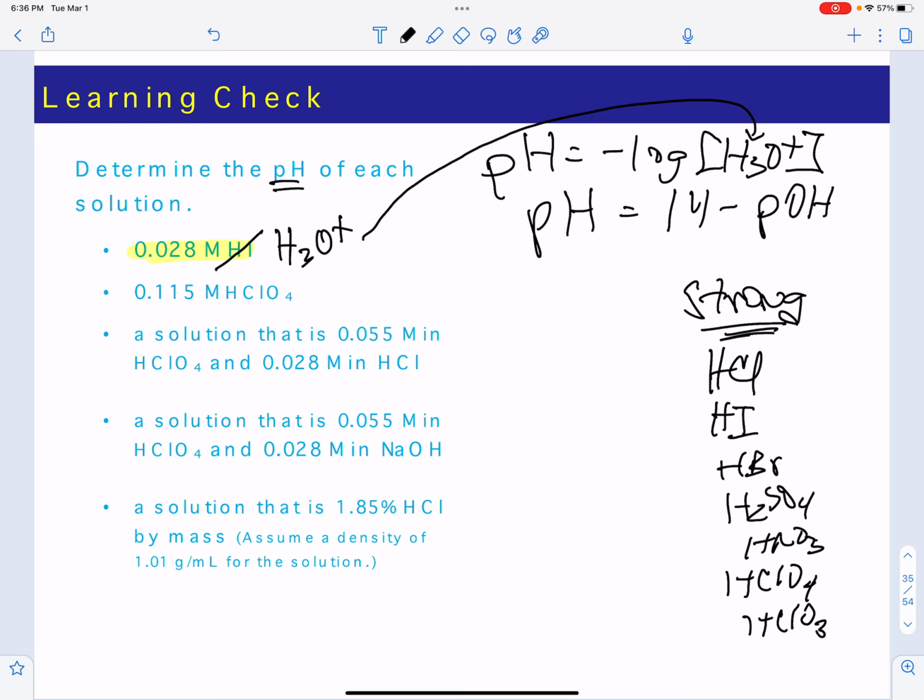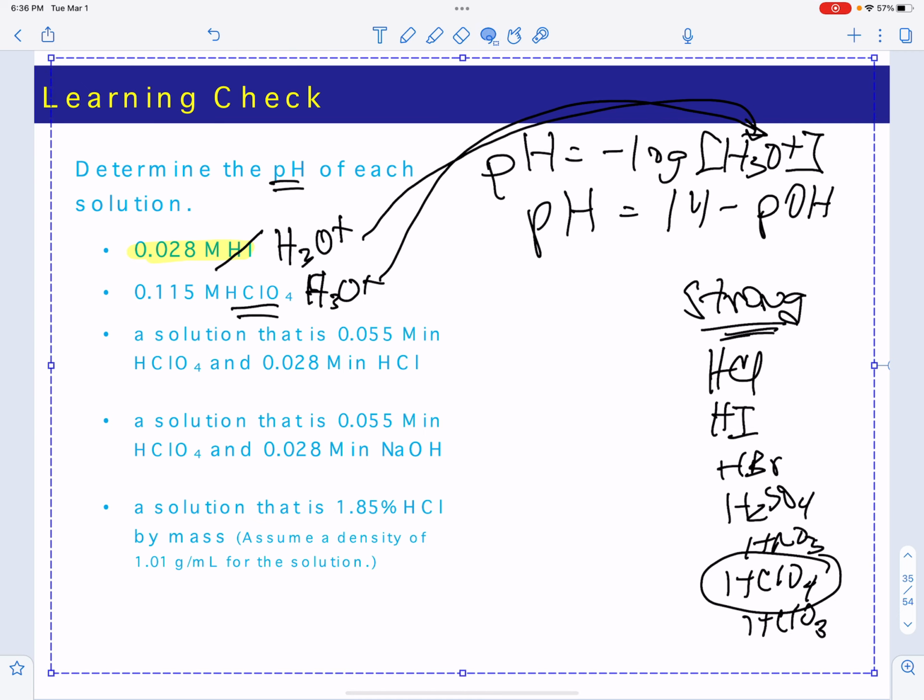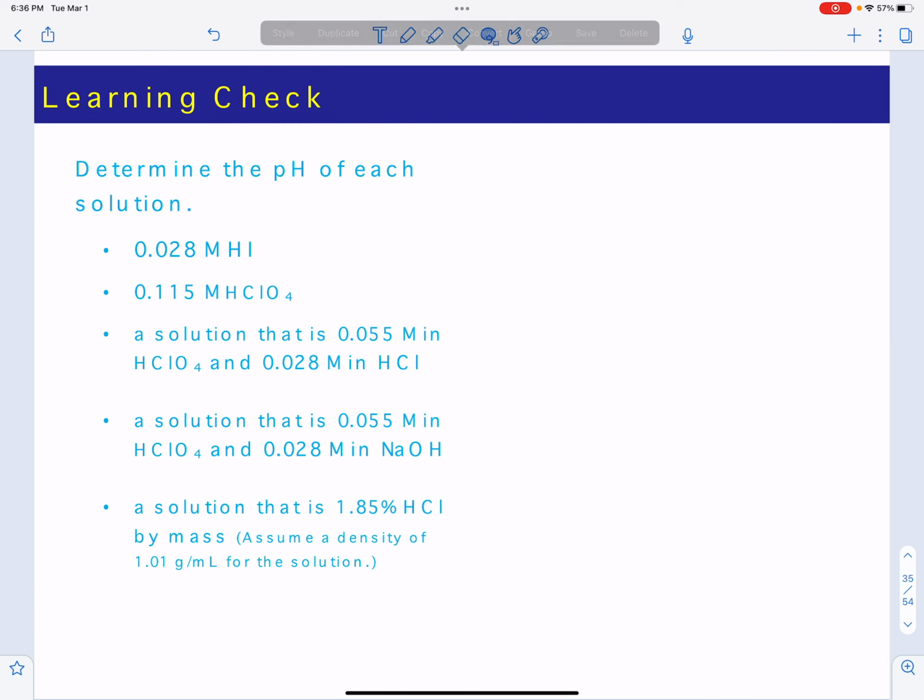What about the second one? The second one is another strong acid. So we're going to have that concentration of hydronium and we just plug it there also. So those two are easy. So let's deal with the other ones. The other ones are going to require a little bit more critical thinking. So those two, you know how to do.